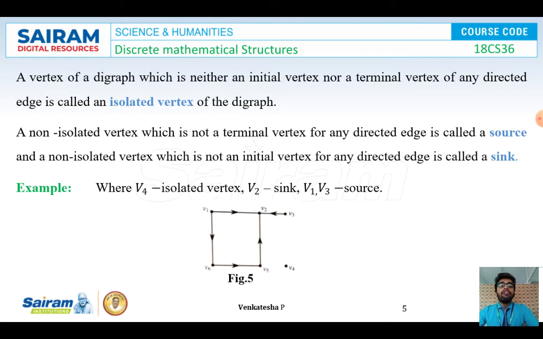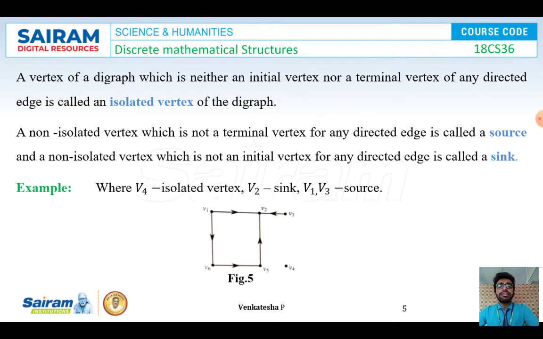Now a vertex of a digraph which is neither an initial vertex nor a terminal vertex of any directed edge is called an isolated vertex of the digraph. In simple words, a vertex with no edges is called an isolated vertex.